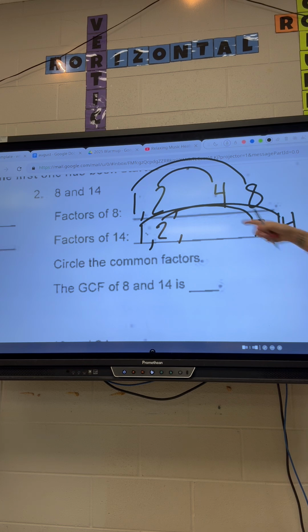After we've gone to 2, you'll need to think, 3 times anything? No. 4 times anything? No. 5 times anything? No. 6 times anything? No. Now, what do we do after we list the factors and we have our rainbow?